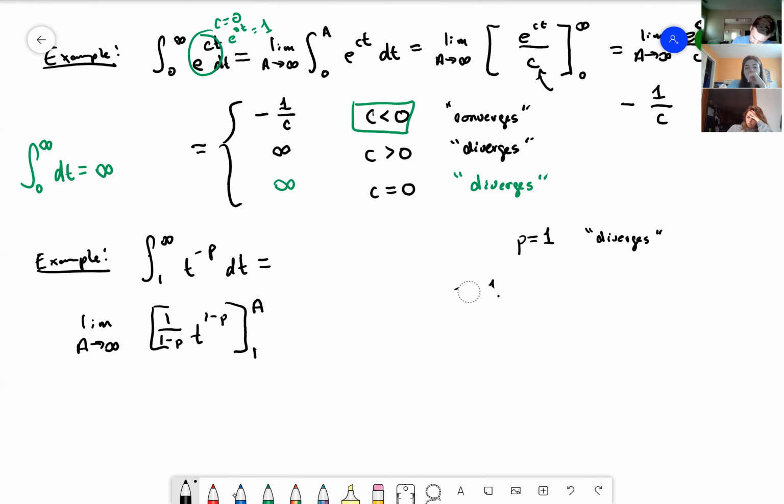Maybe I should do that other step that I did. So this is the limit as a goes to infinity of 1 over 1 minus p times a to the 1 minus p, minus what we get when we plug in 1. It's just 1 over 1 minus p.